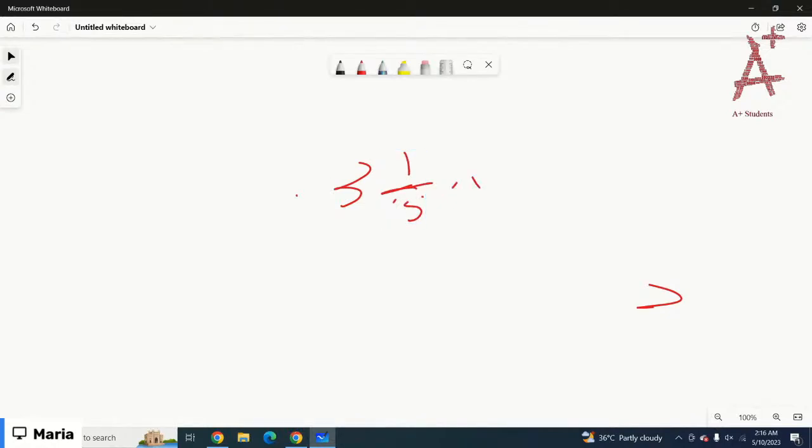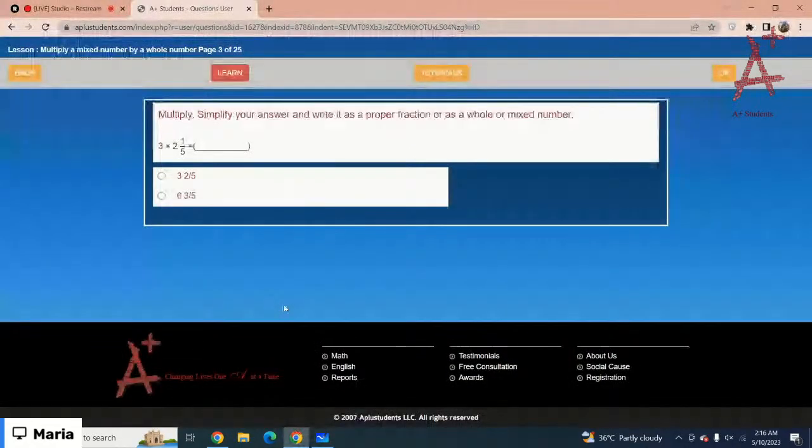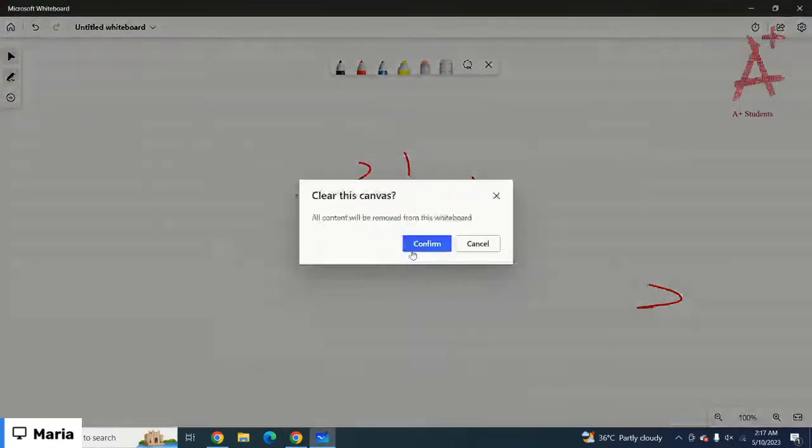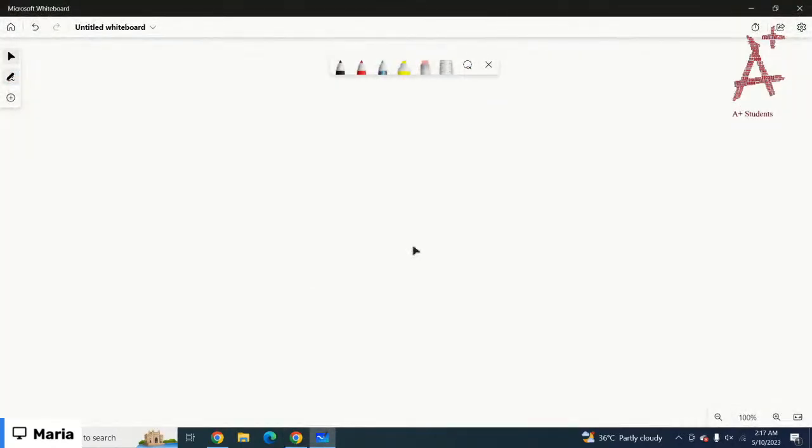So it would be 3 times 2 whole 1 over 5. 5 times 2 is 10 and 10 plus 1 is 11 over 5. So basically you have to do 3 times 11 over 5. Just do numerator times numerator and denominator times denominator. So it would be 3 times 11 is 33 over 5.